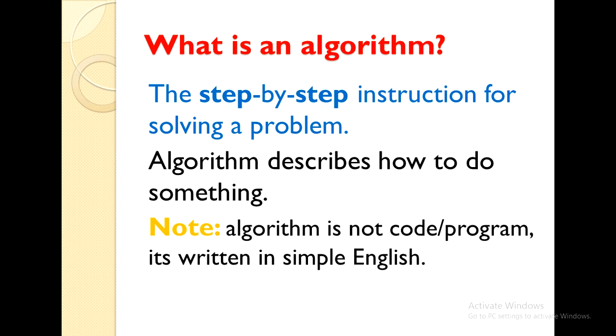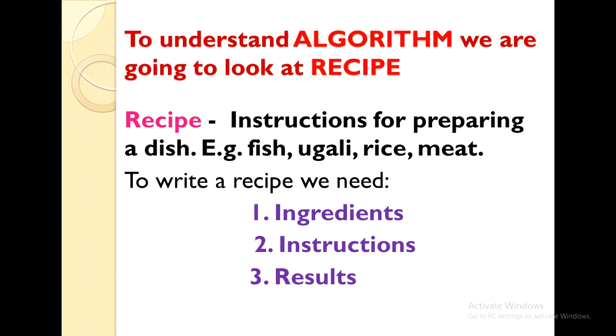When we talk about algorithm, it is the step-by-step instruction of solving a problem. So you describe how something is done. So algorithm is not a program. It is written in simple English, just like when you're writing a sentence. But in this, we write with steps. So for algorithm, you use your pen and a book or a paper to write.